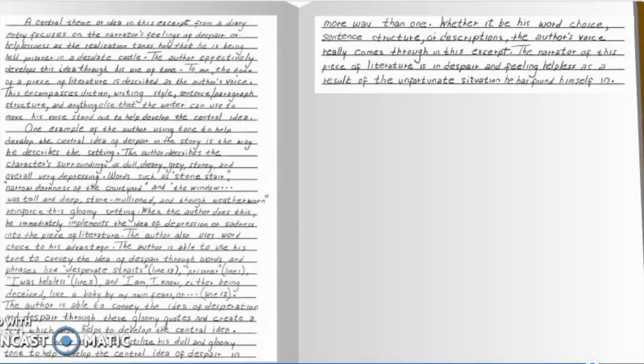This last paragraph seems to be a conclusion of sorts, where the author wraps up their argument. They get their point across and make sure that the reader really understands the connection that they're trying to make between the author's use of tone to develop that central idea.